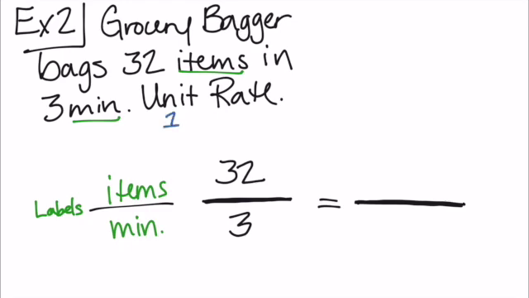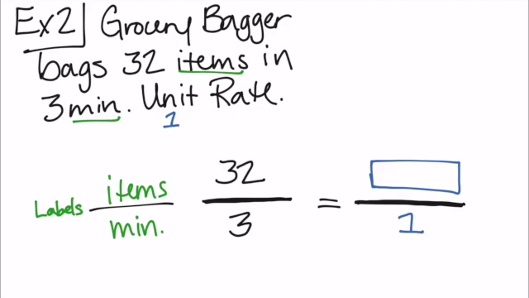Or are we going to find how many minutes for one item? Which one makes the most sense? We have to put a 1 somewhere. It's a unit rate. Well, in this case, it makes the most sense to find out, not for one item, but how many items we can bag, or is bagged, in 1 minute. How many items per minute.